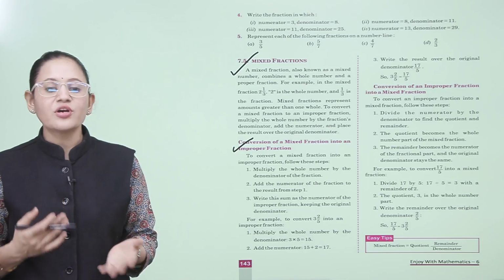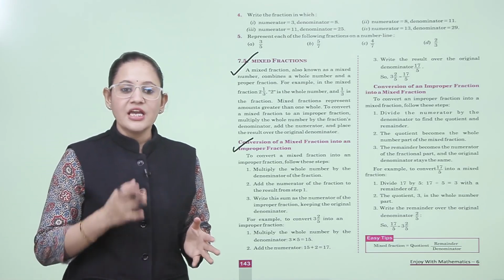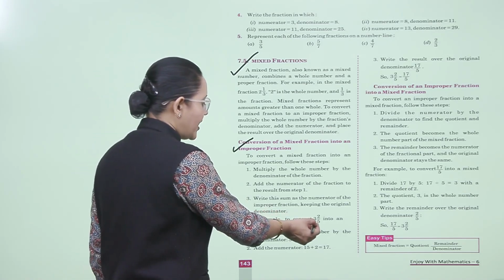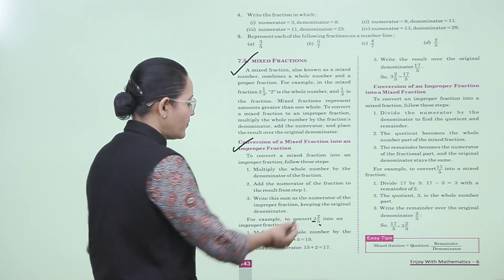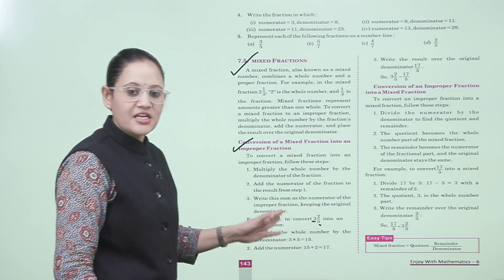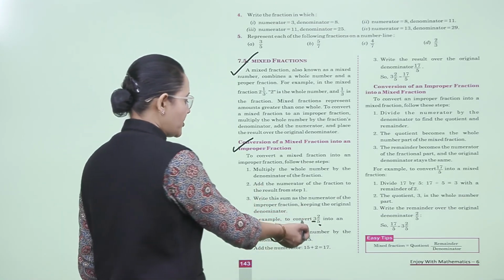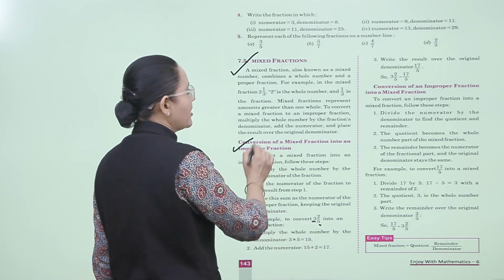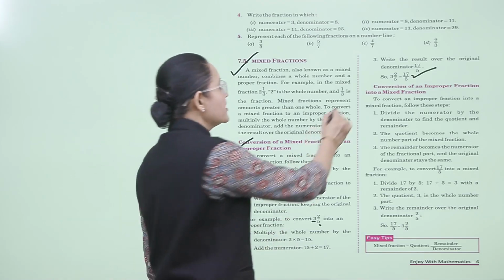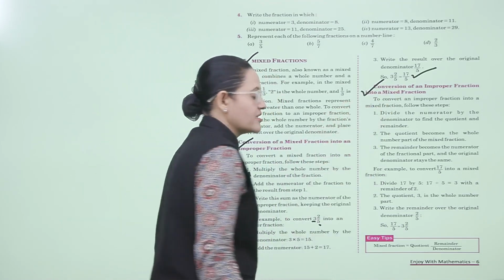For example, we have to convert 3 2/5 into an improper fraction. 3 2/5 is a mixed fraction. It has a whole part and a fraction part. So first we will multiply 5 by 3, that is 15, add 2, that is 17. So 17 is the numerator and 5 is the denominator. 17/5. Clear?